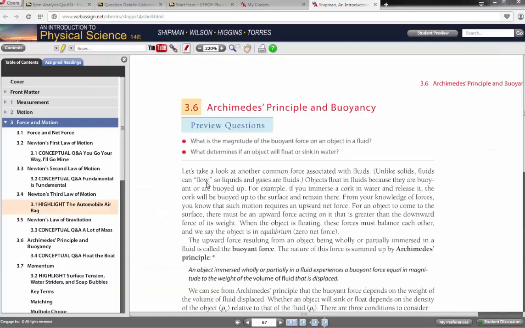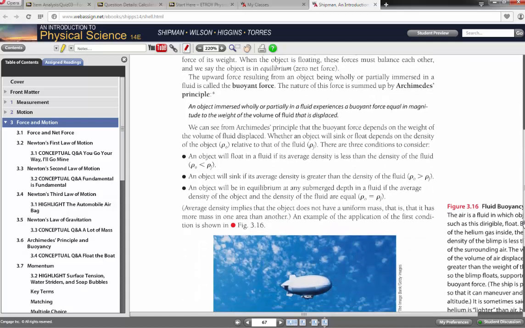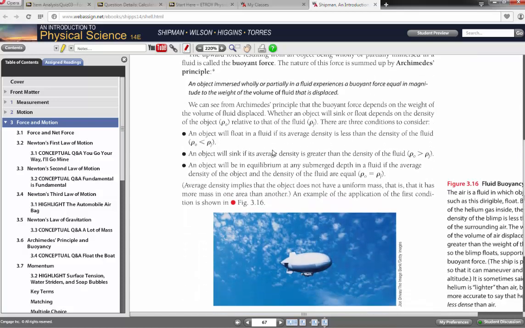The relevant section of your book for this is 3.6, which is Archimedes' principle and buoyancy. So you can review that section if you'd like. Some interesting facts here. If you have a density that's less than the density of the fluid, it's going to float. If it's greater, it's going to sink. If it's equal, then it has neutral buoyancy, and so it'll just stay at whatever level you happen to put it at under the water or under whatever fluid you're using.